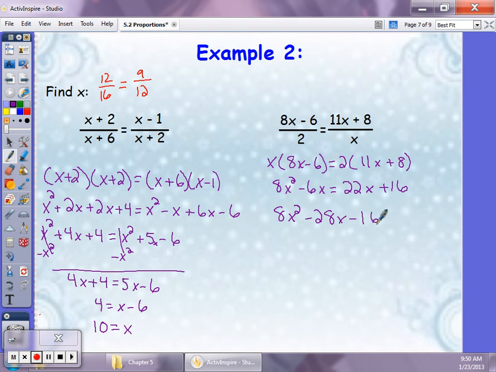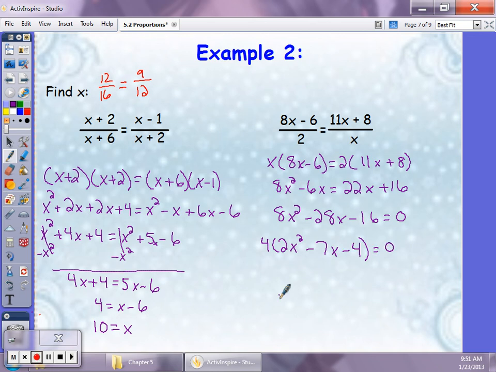minus 16 equals 0. And when we start factoring quadratics, the first thing we want to do is factor out any greatest common factor. So if we look at 8x squared, 28x, and 16, we can factor out a 4, which will leave us with 2x squared minus 7x minus 4, and that's equal to 0.